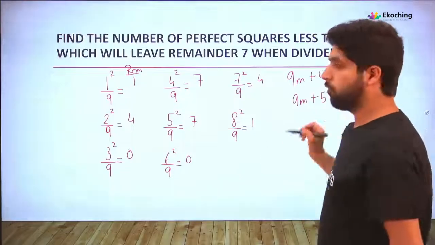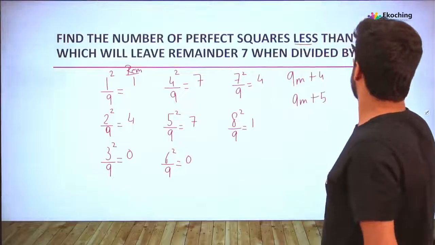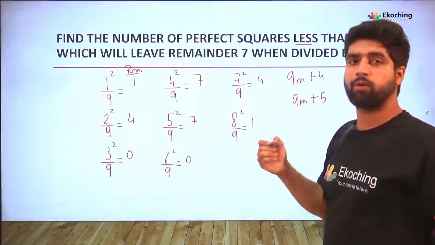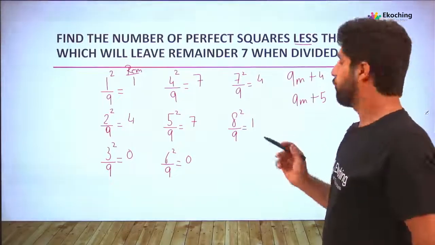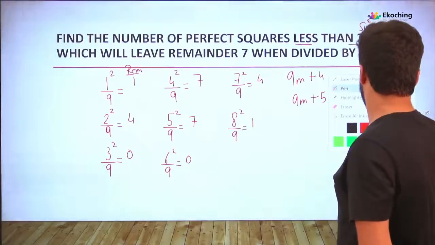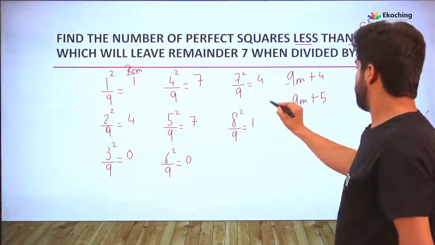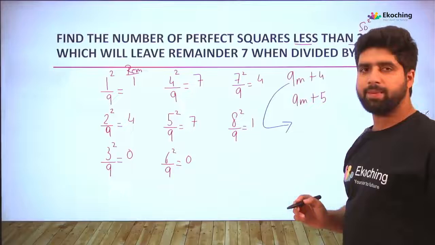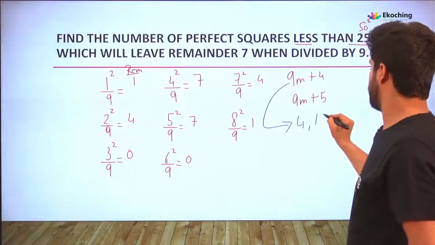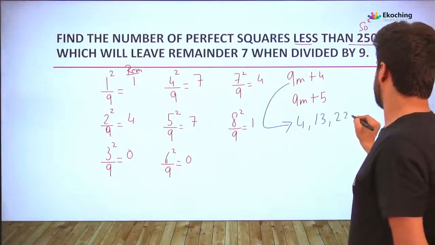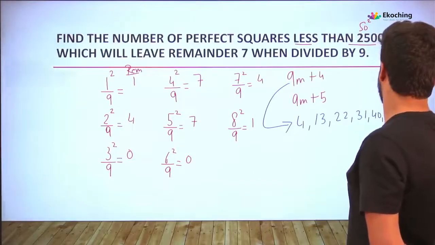Considering this general form must be less than 50, as the question says less than 2500, the perfect squares, and this 2500 is the square of 50. So yes, now we can do this question in 30 seconds. So this 9m plus 4, when I put m as 0, I would be getting 4, then 4, 9, 13, then 22, 31, 40 and 49 from this.